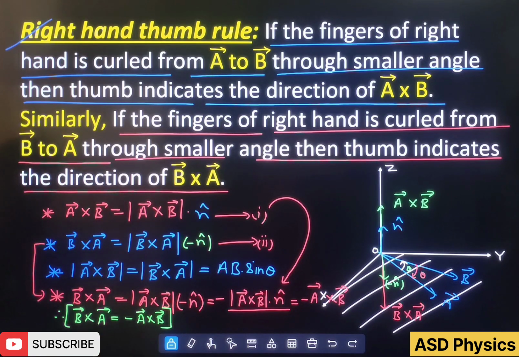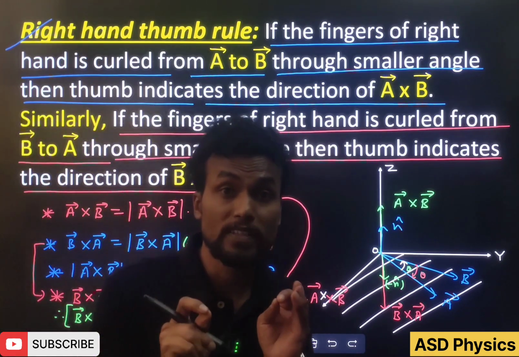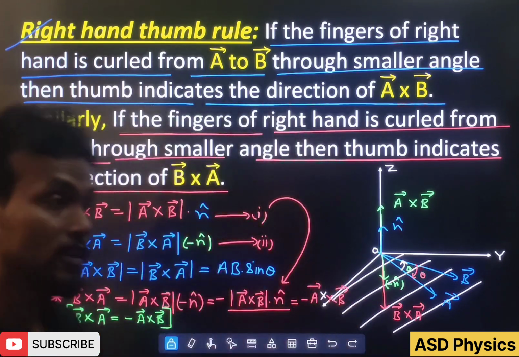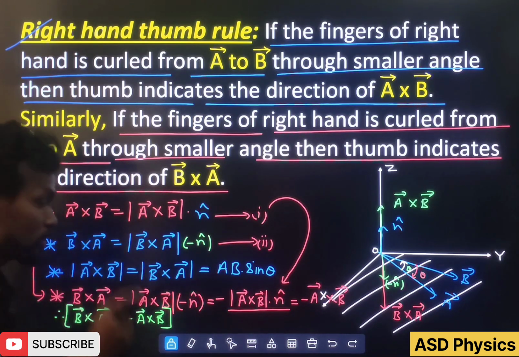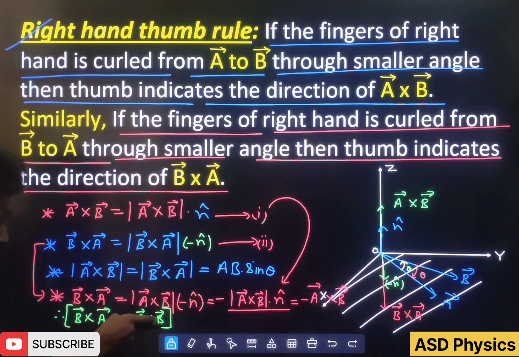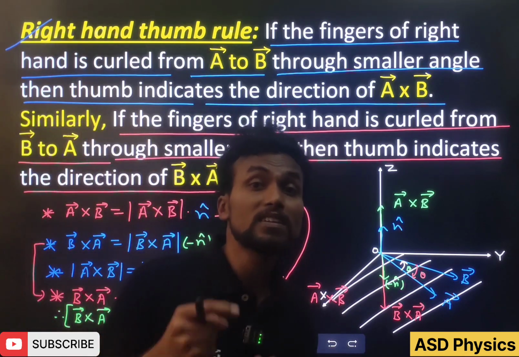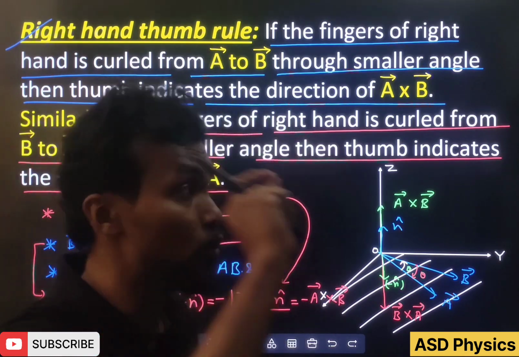That means they are which kind of vector? They are, students, opposite vectors. Magnitude wise same, but direction wise opposite. Remember that mod of A cross B and mod of B cross A are both equal, but vector wise B cross A and A cross B are not equal because the minus sign is there. That is making it an opposite vector.